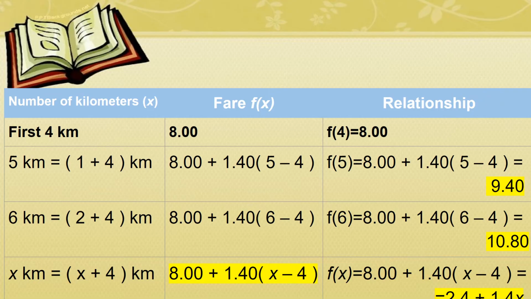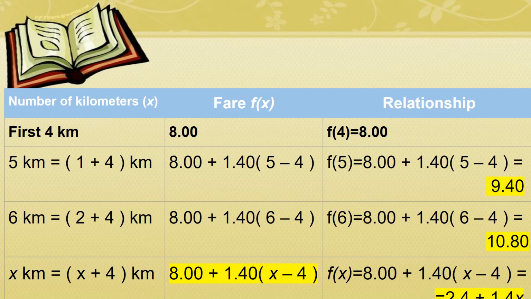Okay? So here is our model by table. The first column is the number of kilometers, x. Then the fare, the payment. The relationship is our solution. Okay, for the first 4 kilometers, what we pay is 8. Okay? At 5 kilometers, we just add plus 1 for every kilometer.